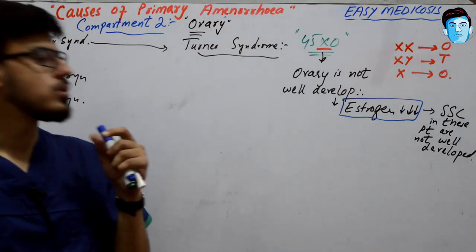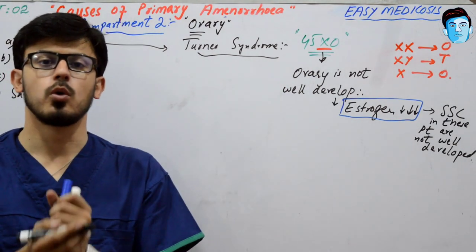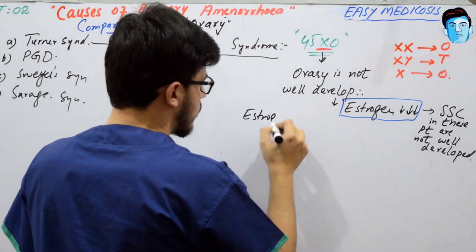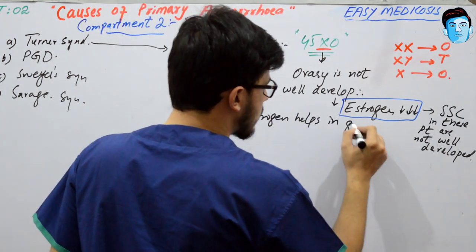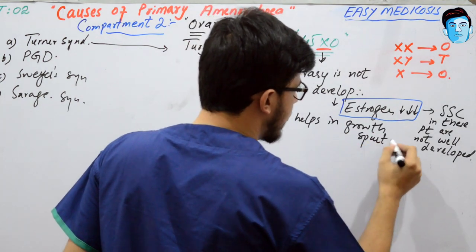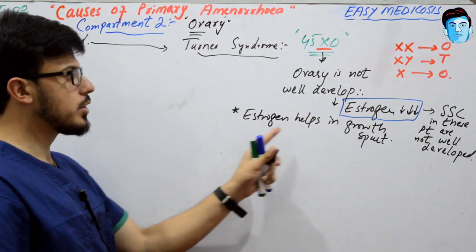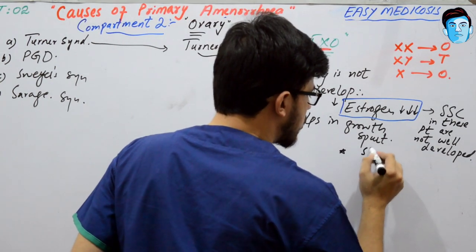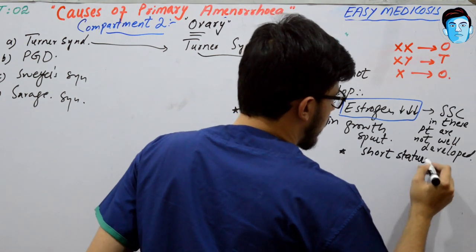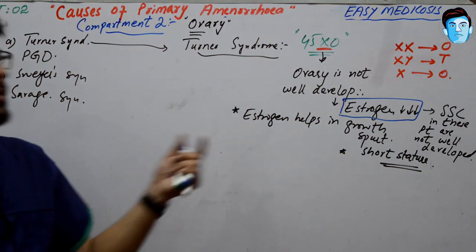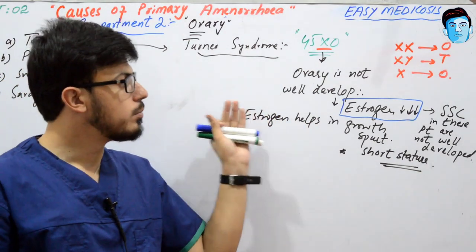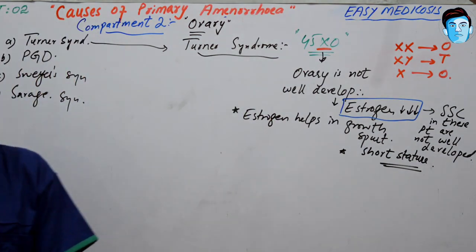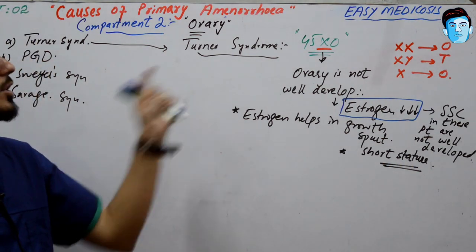We also know that estrogen helps in the growth spurt, as we discussed in previous videos. Growth spurt means increase in height. So if there is a low level of estrogen, this patient has a small height. They will likely manifest with short stature. So if the estrogen level is decreased, the patient usually presents with short stature.